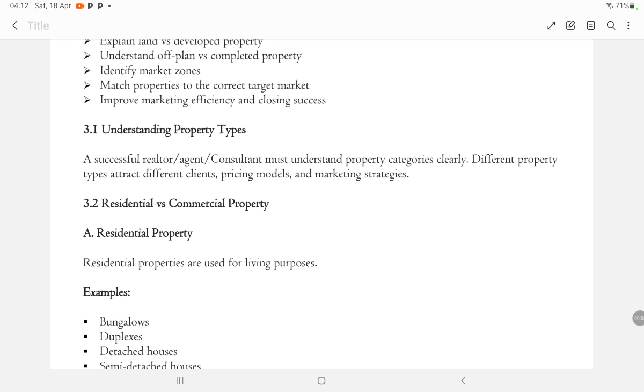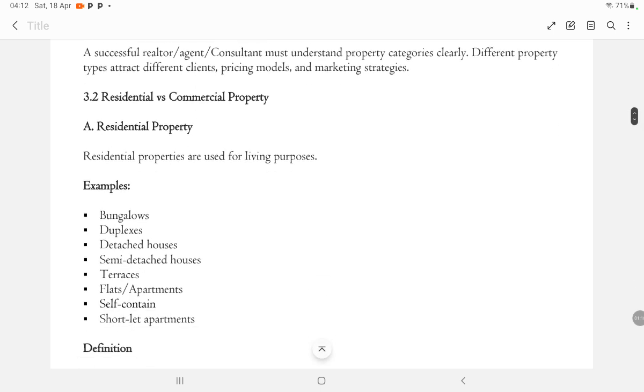You have to understand the type. Type can be residential and it can be commercial. I've said it over and over again. Residential simply means where people are living. Commercial means where people are doing business. And when it comes to residential, we have bungalow, duplexes, detached houses, semi-detached houses, terrace, flats, self-contained, and short-let apartments. Out of these residential types, short-let is the only one that is always furnished. What is a bungalow?